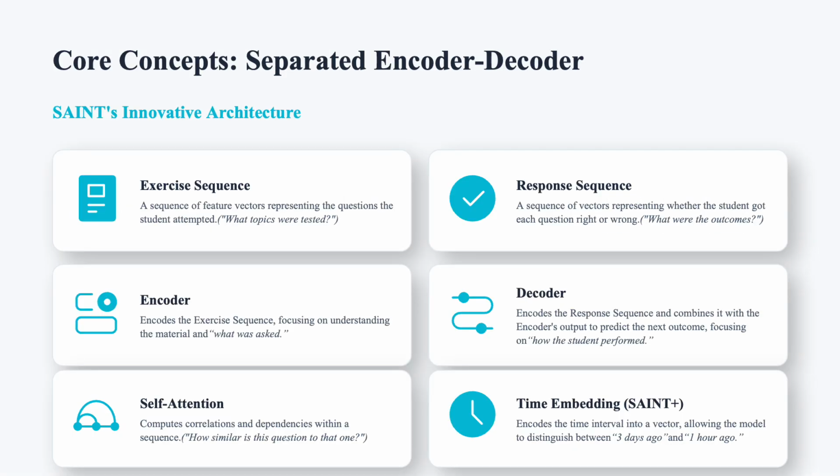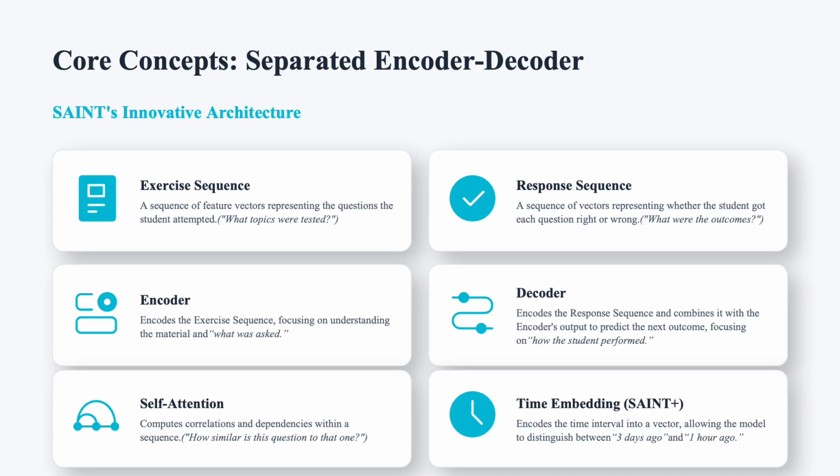realistic. The key innovation of Saint is its separated encoder-decoder architecture. Unlike previous models that mix question and answer information, Saint treats them separately. The encoder processes the sequence of questions, building an understanding of the material covered. The decoder processes the sequence of right/wrong answers, building an understanding of the student's performance. The two are then combined to make a prediction.